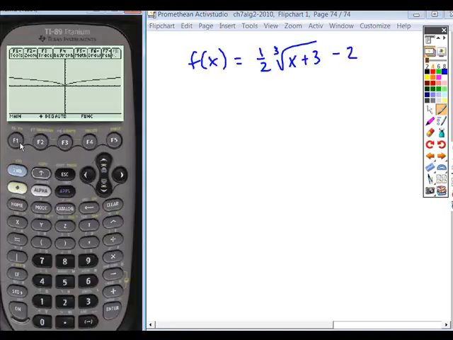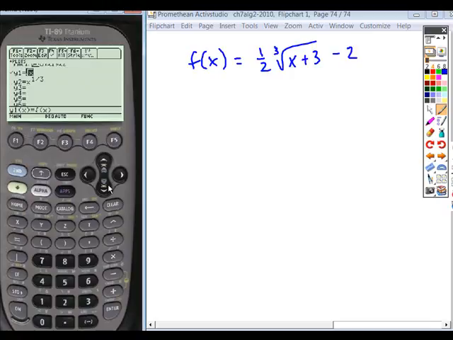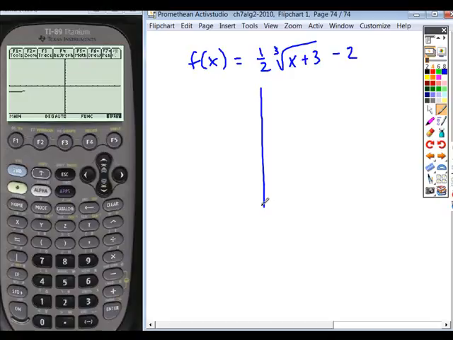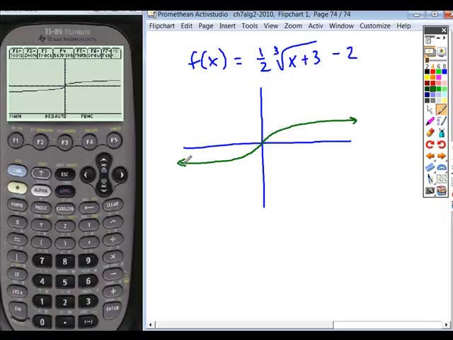Cube root graph, what does it look like? And let's take a look at this. So our cube root graph, just our basic graph, is going to look like the following. All right, so here's our basic cube root graph.